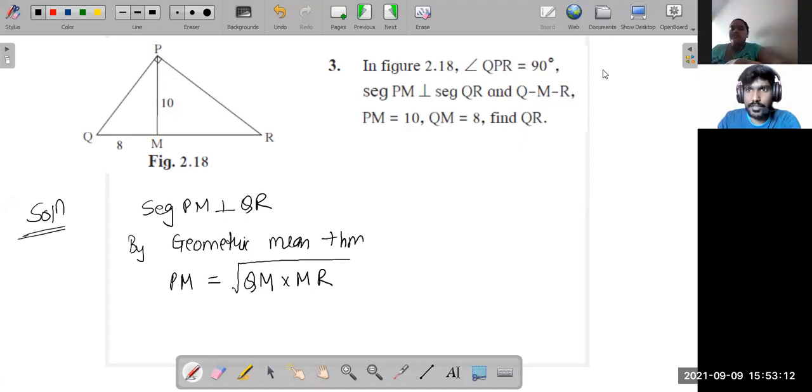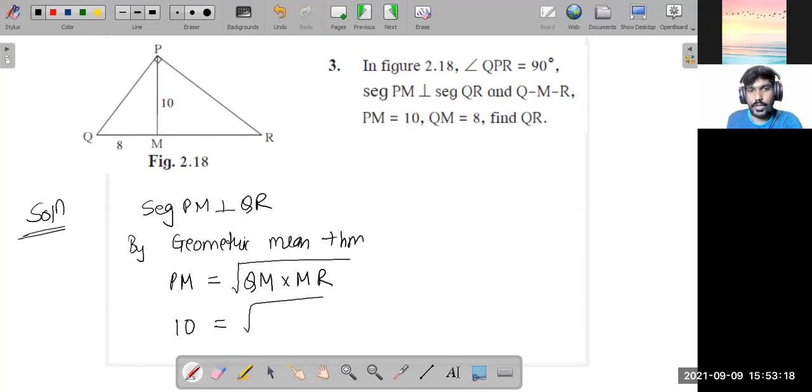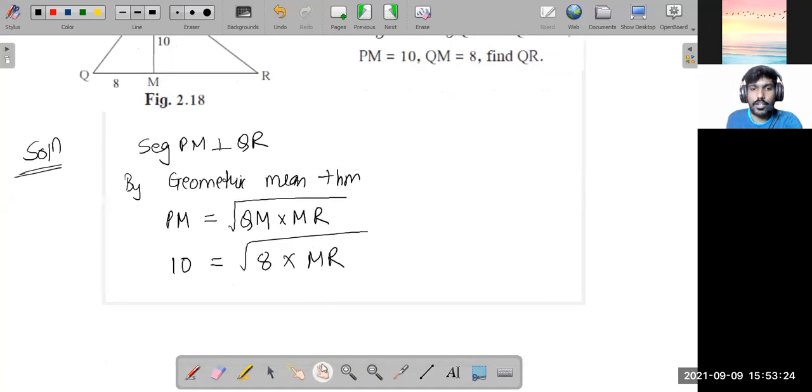Substitute the values here. So this would be 10 equal to square root of 8 into MR. You have to find out MR. Okay, so first what you do is take square on both sides. So this will become 10 square. Wait, can you repeat? Squaring both sides. Okay, squaring both sides. All right. Yes, squaring both sides.